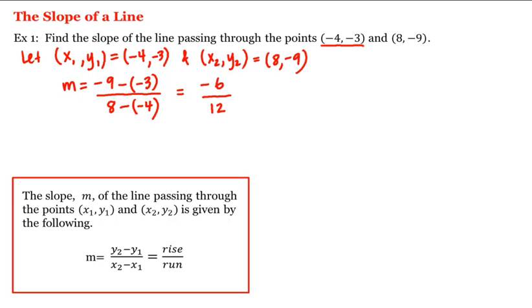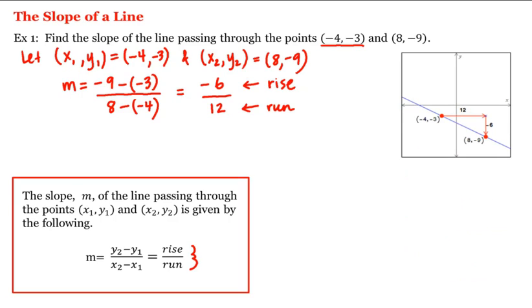Which means that we just found that this rise over run down here is equal to -6 over 12. So we can think of -6 as the rise and 12 as the run. And let's look at what this means. The run is +12, which means from that point, -4, -3, we're going to go to the right 12. And then the rise is -6, so we go down 6 to get to that other point.